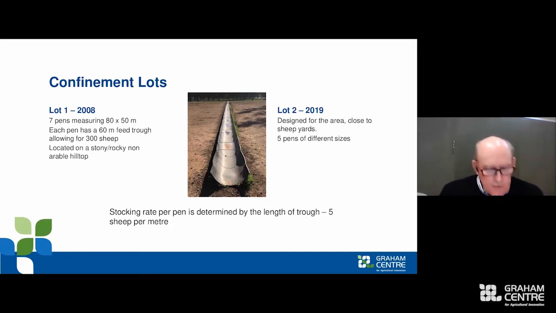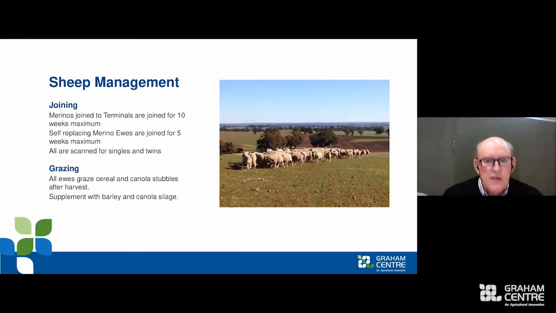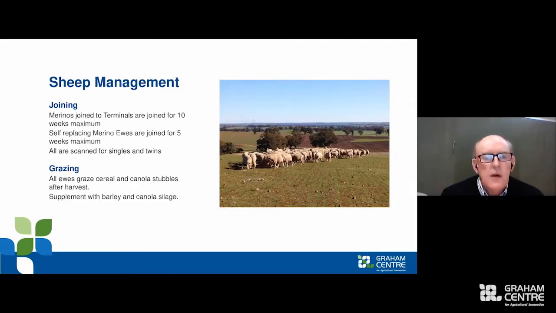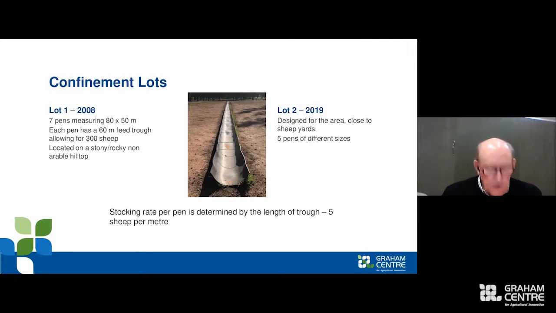The design. The design of our first confinement lot consisted of 7 rectangular pens, 80 metres by 50, a 4,000 square metre area, on a non-arable stony hill. Recommended guidelines for stocking rate for sheep is 2 to 5 per square metre.